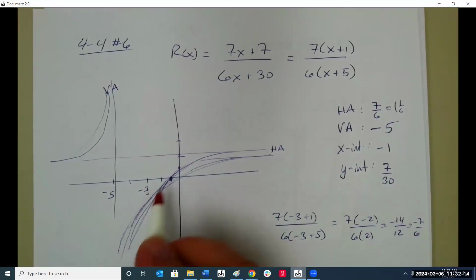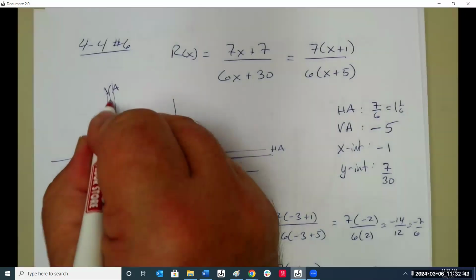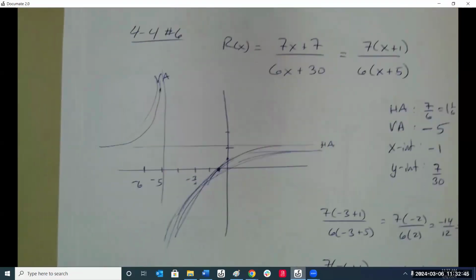Yeah, so it's going to be negative, so that's good. Over here at -6. -6 plus 1, -6 plus 5. So we have to be positive. So yeah. All right, so that's the graph.